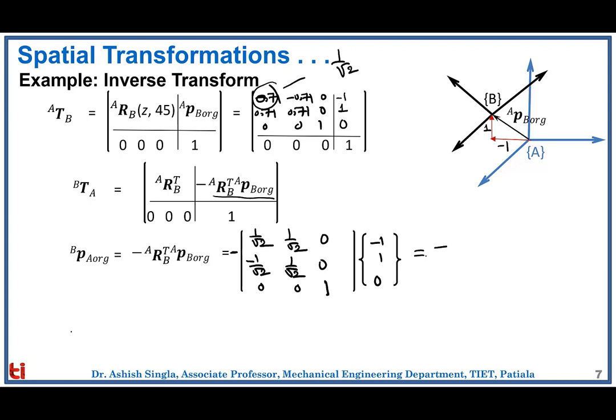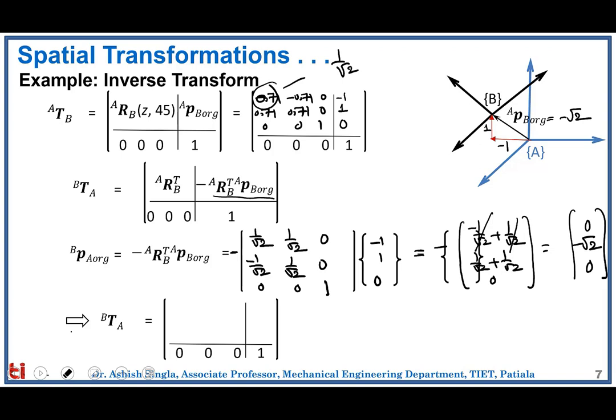If we multiply these two quantities, minus is still common, so we have minus of 1 by root 2 plus 1 by root 2, and then the next is 1 by root 2 plus 1 by root 2, and the third one is 0. Here you can see this will cancel out, so it is 0. 1 by root 2 plus 1 by root 2 is 2 by root 2, which becomes root 2, so that is minus root 2, and finally 0. So finally we can write the inverse matrix this way: 1 by root 2, 1 by root 2, 0, minus 1 by root 2, 1 by root 2, 0, 0, 0, 1, and the translation is 0, minus root 2, 0, and finally we have 1.